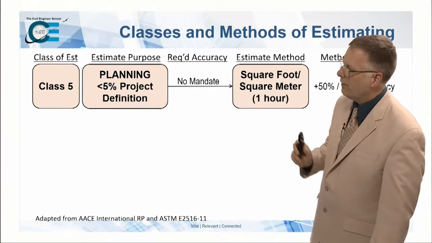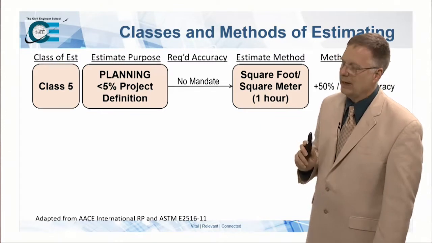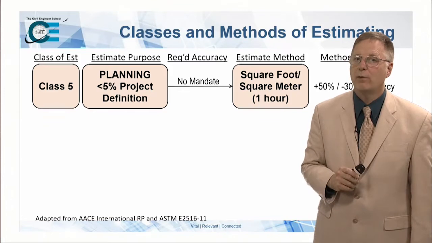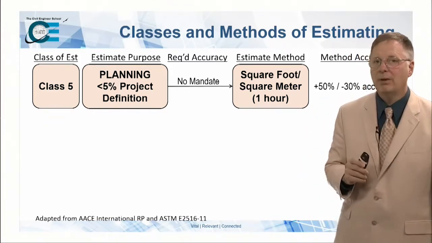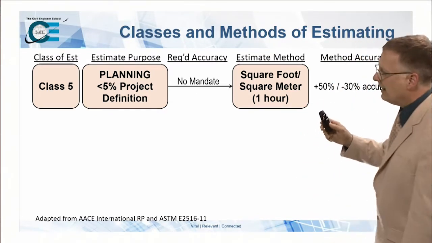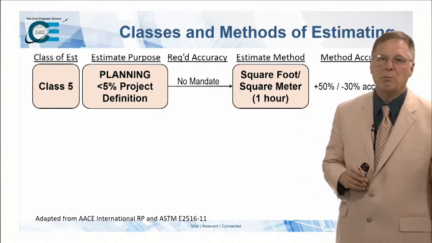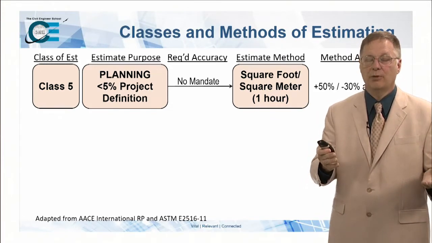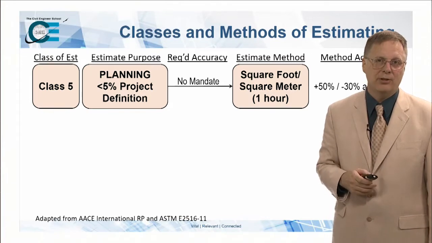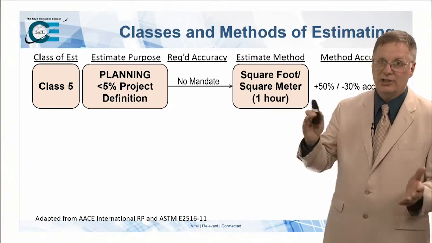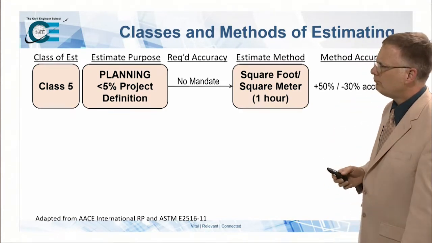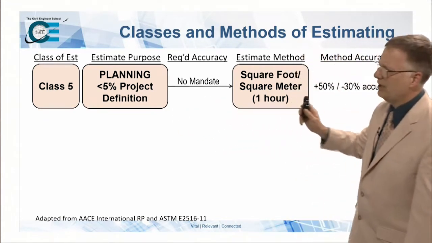Now we're going to use the square foot, square meter method. There's other methods for planning estimates, but the square foot, square meter method is one of the quickest and most straightforward methods of estimating. And it's probably something you're already familiar with a little bit. You can do one of these things in less than an hour. And it's going to generate an accuracy of about 50% low, or maybe you might be as much as 30% high. So it's got a range of accuracy that is kind of skewed, but 50% is a pretty wide mark. All right, so this is the estimate we will use in this course.